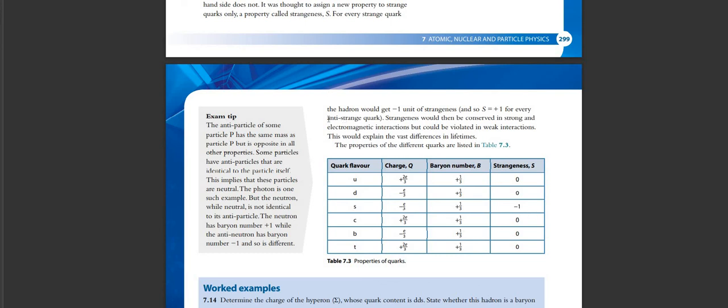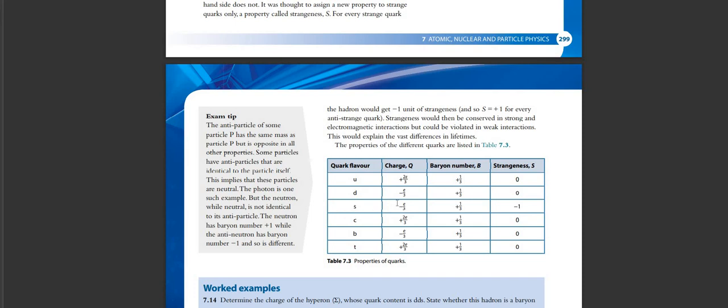So now, what exactly are antiparticles? An antiparticle is the same as the particle, but with the exact opposite properties. If I take an anti-up, for example, it'll be just like an up particle, but with the opposite properties. Up has a charge of plus 2e by 3, and anti-up will have a charge of minus 2e by 3. Up has a baryon number of 1 by 3, and the anti-up will have a baryon number of minus 1 by 3.